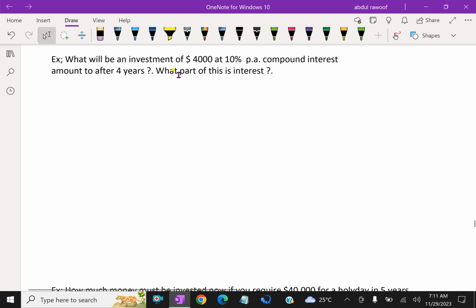What will be the amount of an investment of $4,000 at 10% interest per annum, compounded annually, after 4 years? Here, let the initial amount U1 equal 4,000 and the rate of interest equal 10%. Therefore, 10% means the multiplier is 1.1.